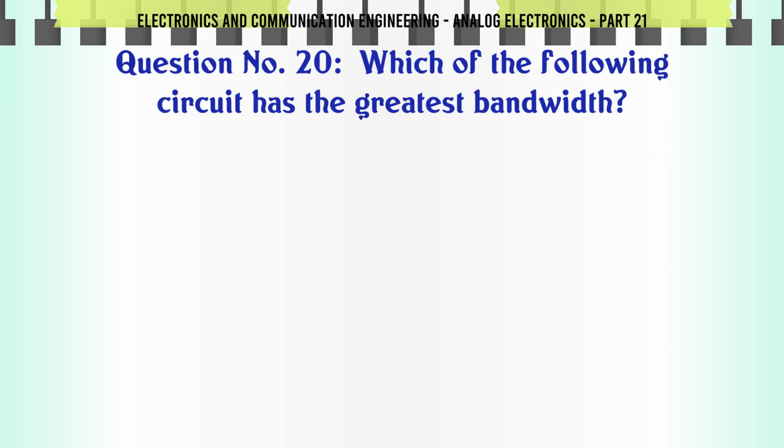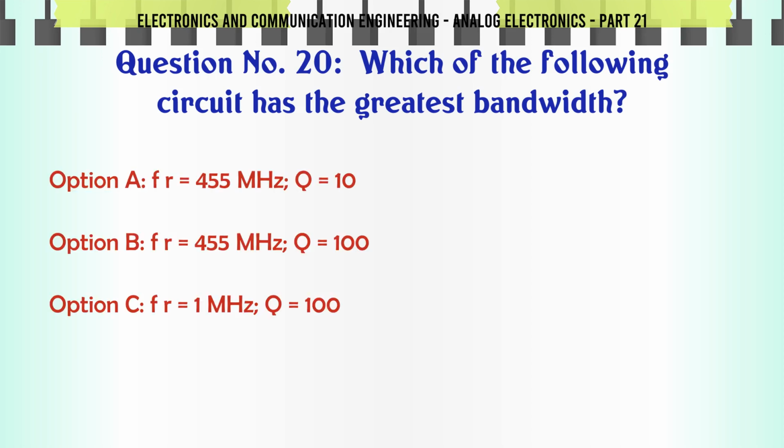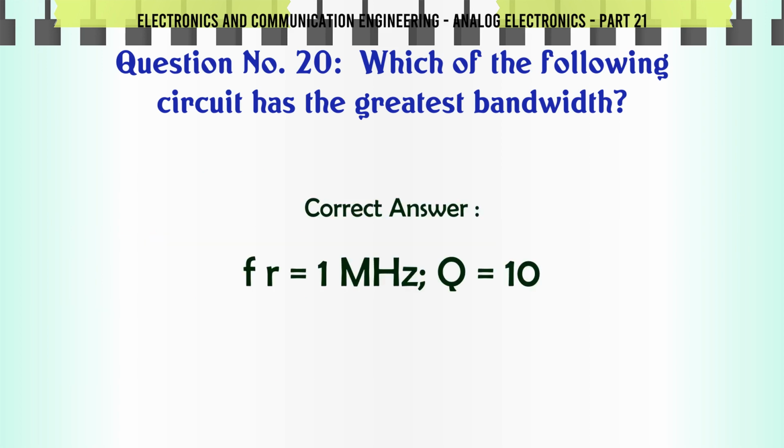Which of the following circuit has the greatest bandwidth? A. FR 455 kHz, Q 10. B. FR 455 kHz, Q 100. C. FR 1 MHz, Q 100. D. FR 1 MHz, Q 10. The correct answer is FR 1 MHz, Q 10.